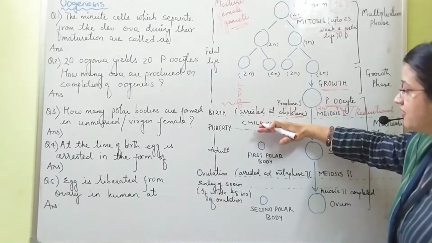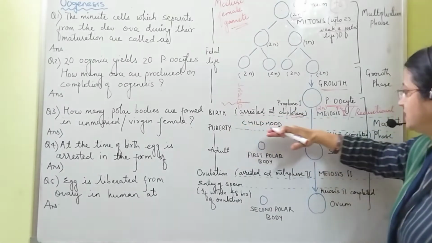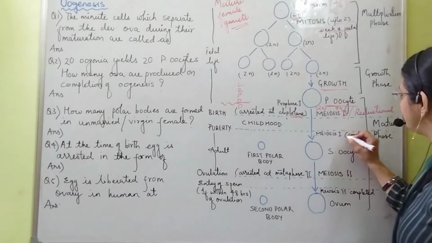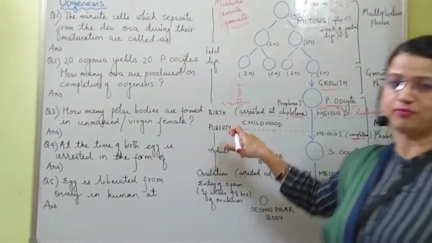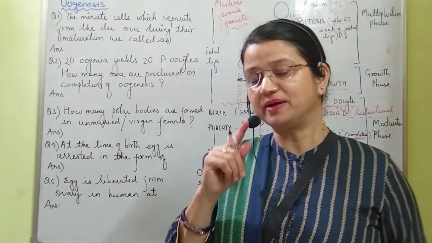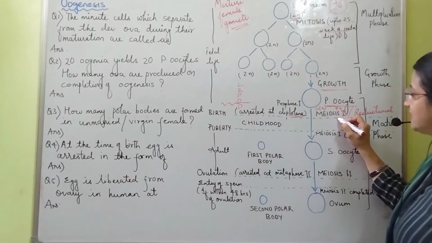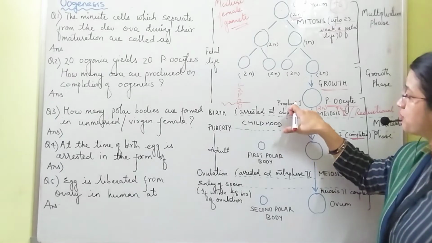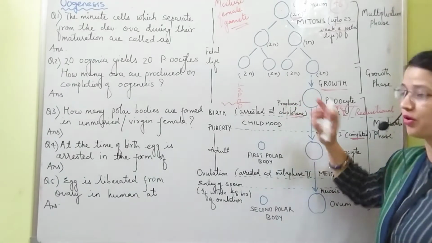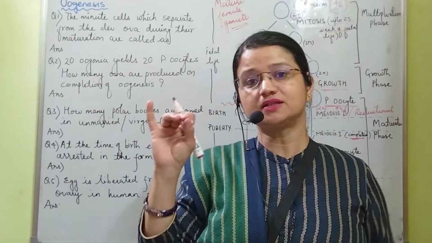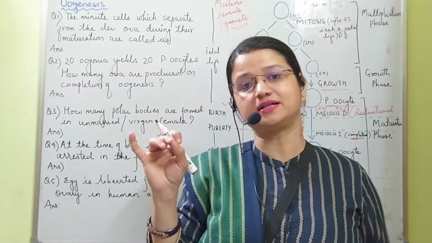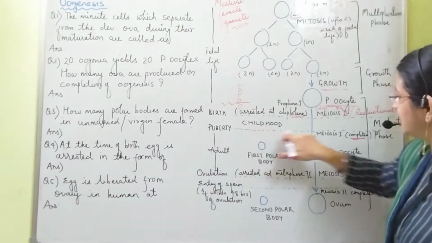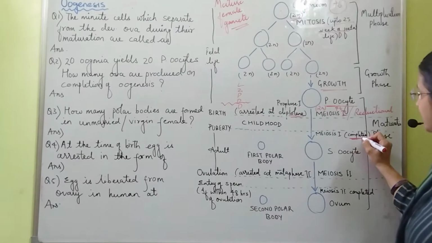Then there will be childhood, and at the time of puberty, the process will again continue and meiosis 1 will be completed. So at the time of puberty, the meiosis 1 which was arrested at the time of birth will be completed. It got arrested at the diplotene stage of prophase 1. Just remember, this is very important. At what stage does meiosis 1 get arrested? It gets arrested at the prophase 1 diplotene stage. Now at the time of puberty, meiosis 1 will be completed.